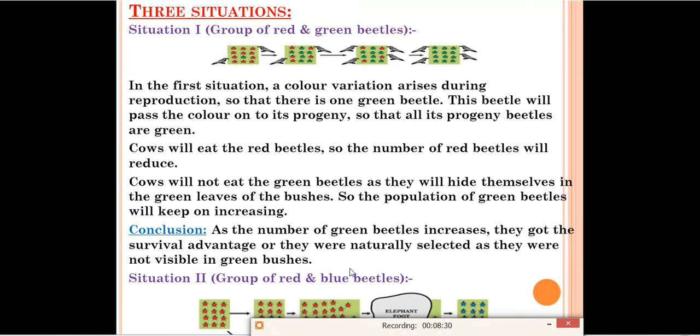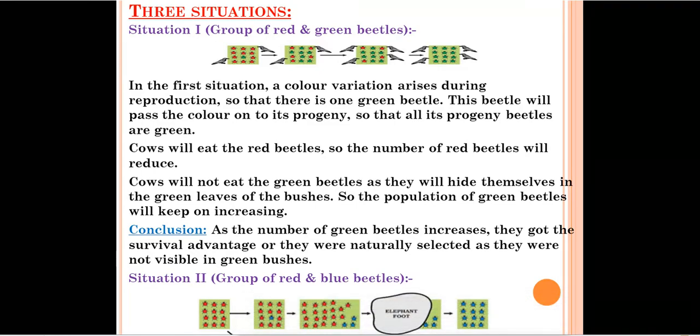Till the third stage we can see the number of green beetles increasing. They were naturally selected by the environment, because the crow cannot see them in the green bushes, so they survived and their numbers also increased. So this is because of natural selection.